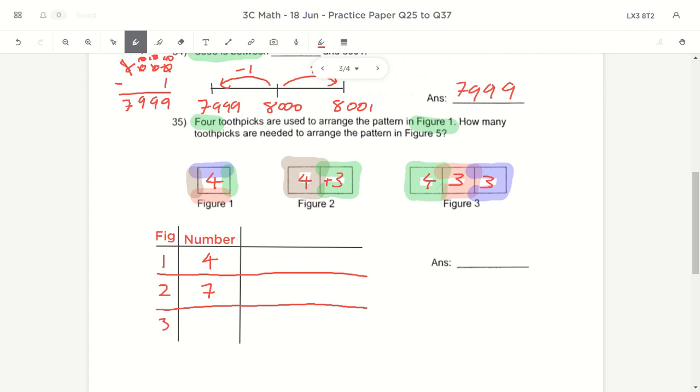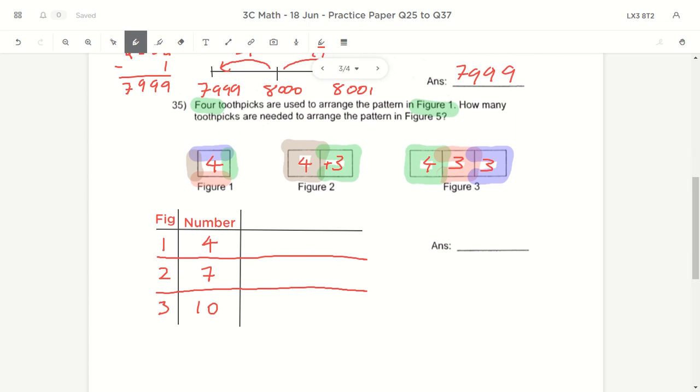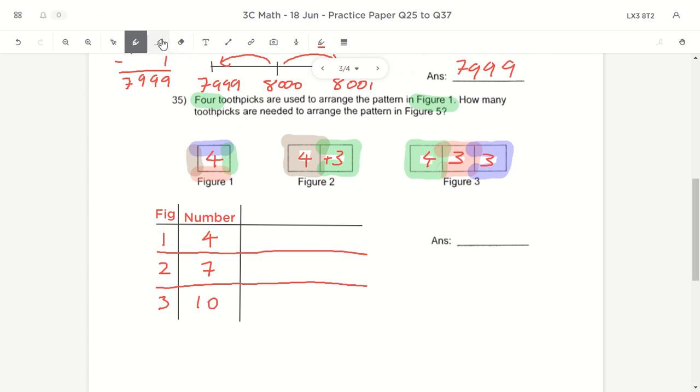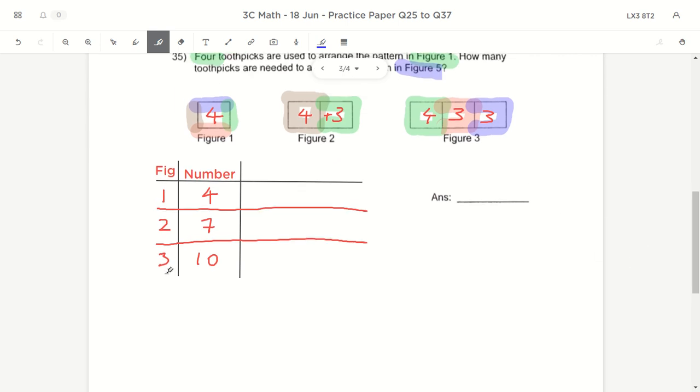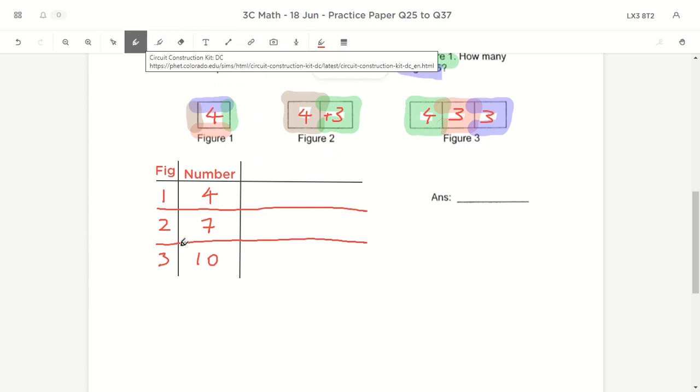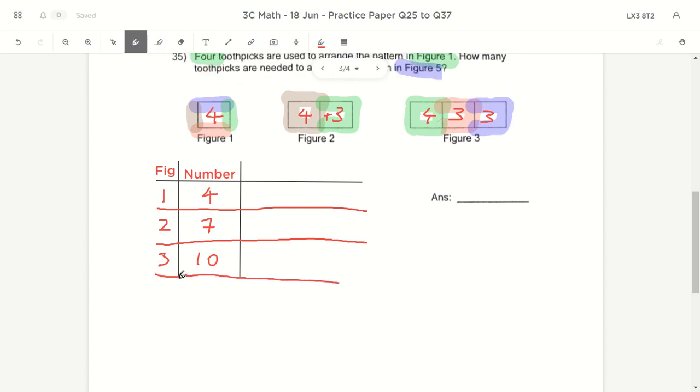So let's do for figure 3. Figure 3 is 4 plus 3, 7. 7 plus another 3 give you 10. Okay, so we stop here for a while because what you want to find is actually figure 5. Okay, it's still a small figure. You can actually draw it out and you will find out the figure by itself. But let's say I want to go to much higher number like figure 99. Later we'll explore to see how it's done. Okay, so with this we can actually figure out figure 4 and figure 5. Let's just extend the diagram, okay, to include 4 and 5.